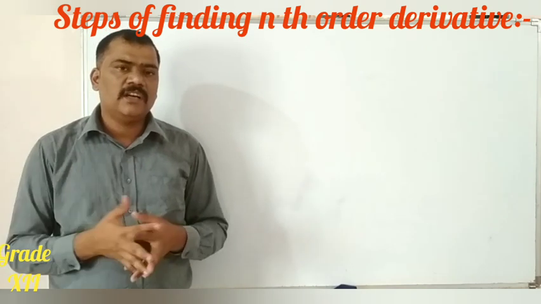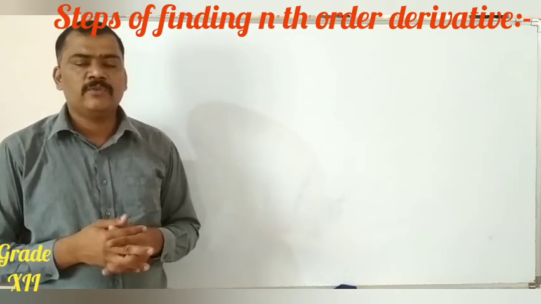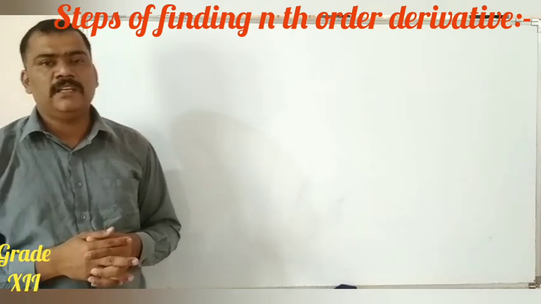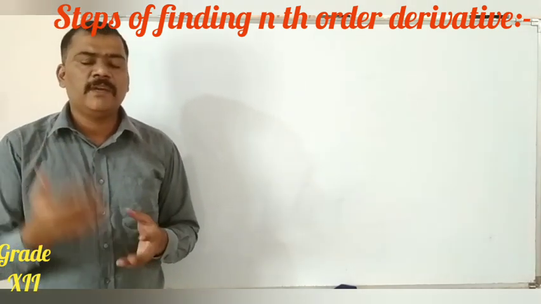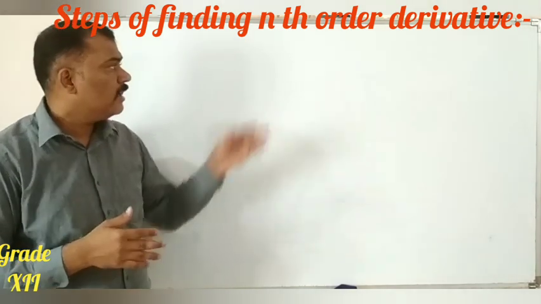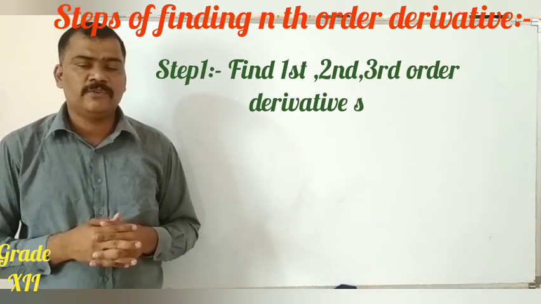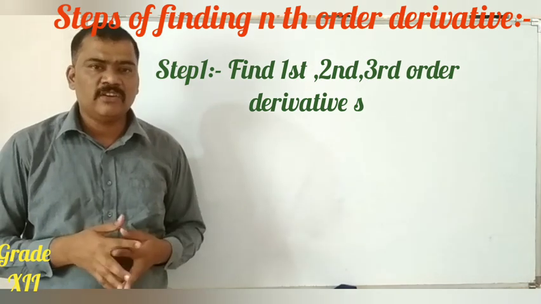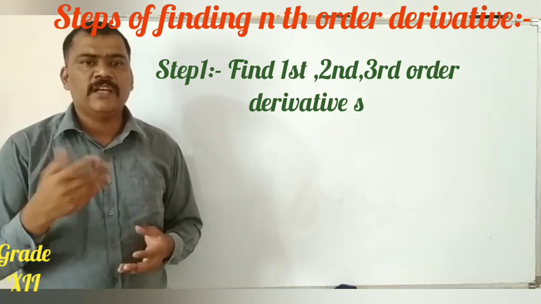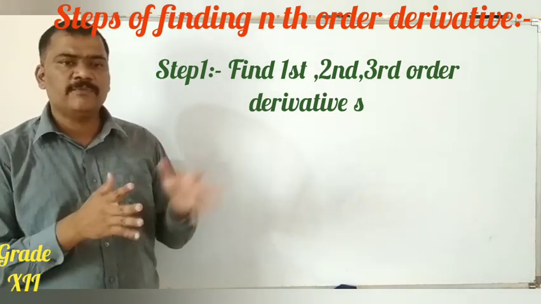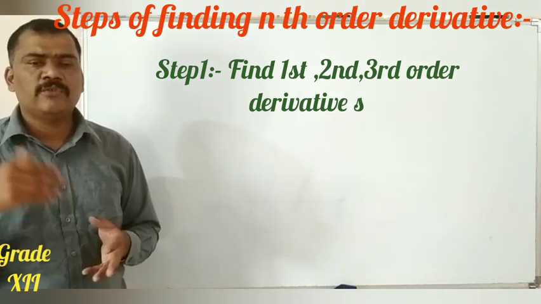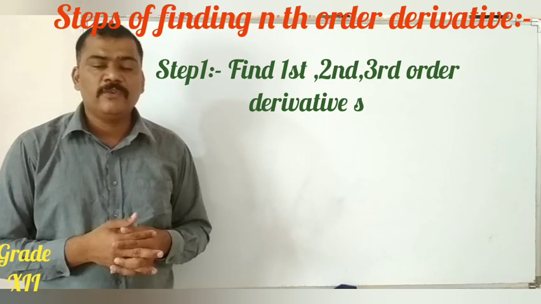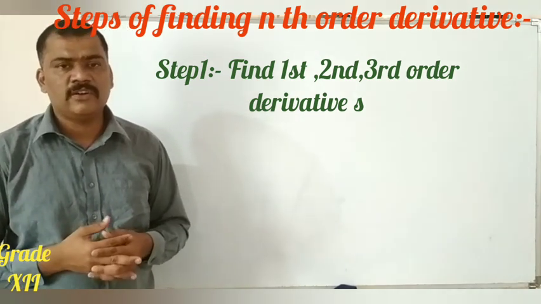When we discuss the algorithm, the best way is to use the method of mathematical induction. In the method of mathematical induction, what we have to do is find the first order derivative. Then we find the second order derivative. Then we find the third order derivative. So in the first step, we find the first, second, and third order derivatives.